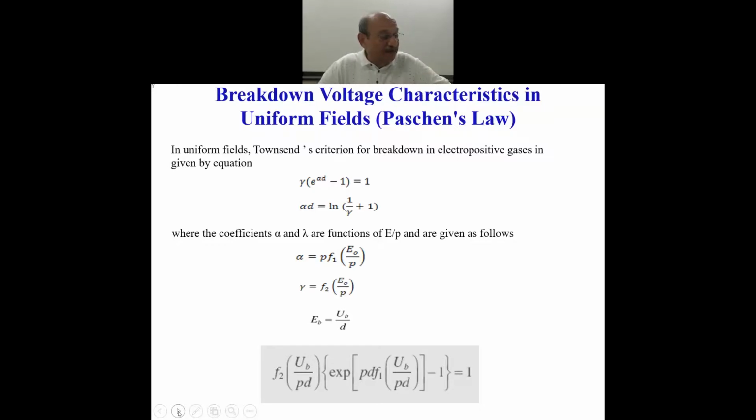When we have learnt the mechanism, Townsend's and streamer mechanisms, let's go next to the breakdown. We will learn one by one the breakdown voltage characteristics in uniform fields. Then we later learn breakdown voltage characteristics in weakly non-uniform fields, and then also in extremely non-uniform fields.